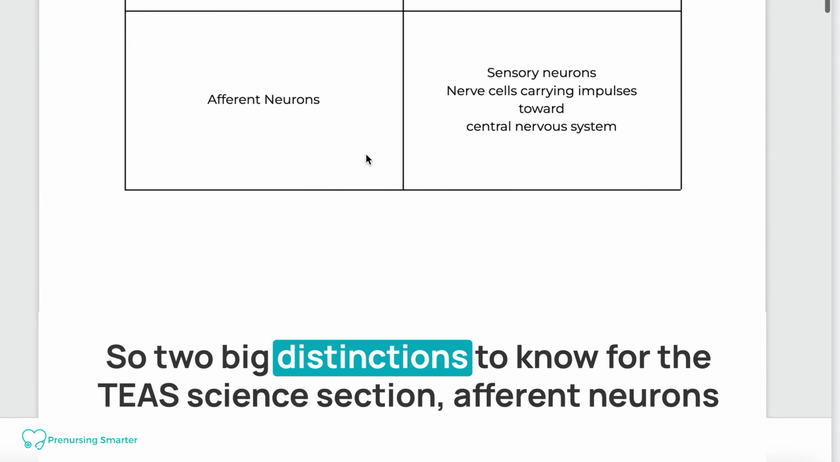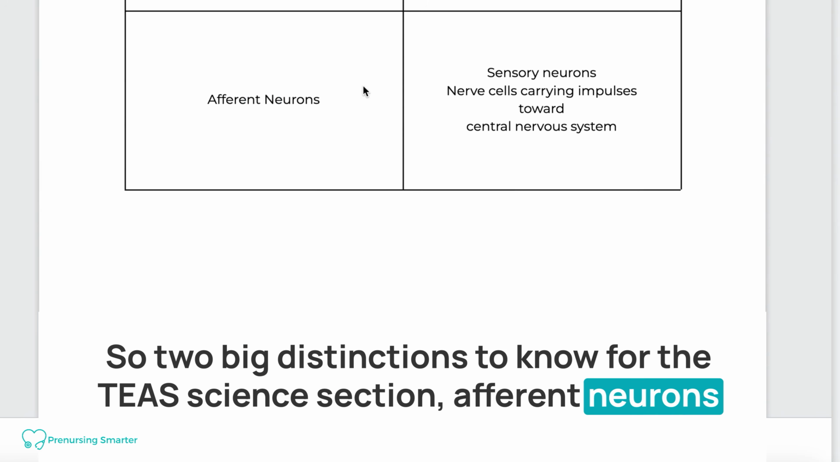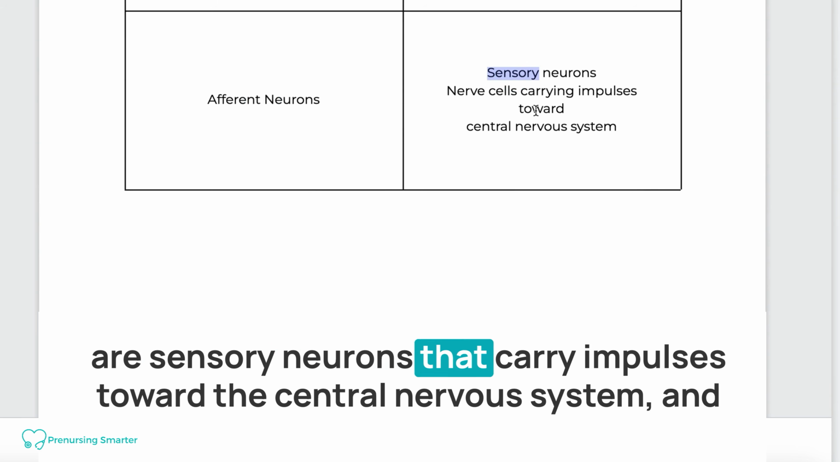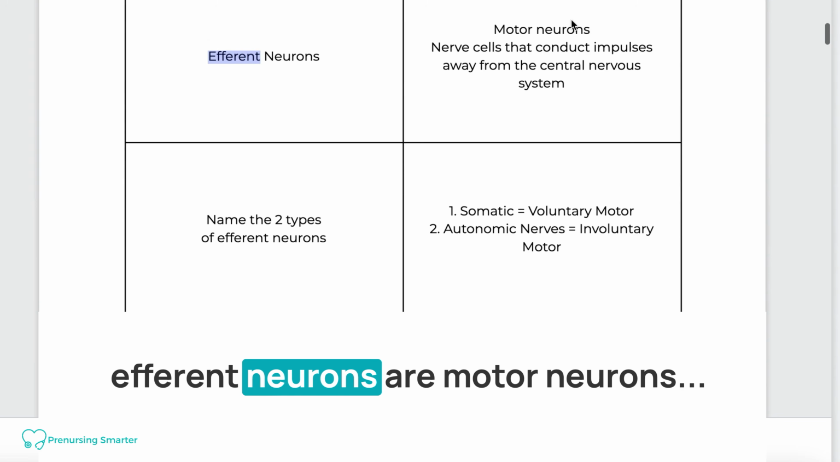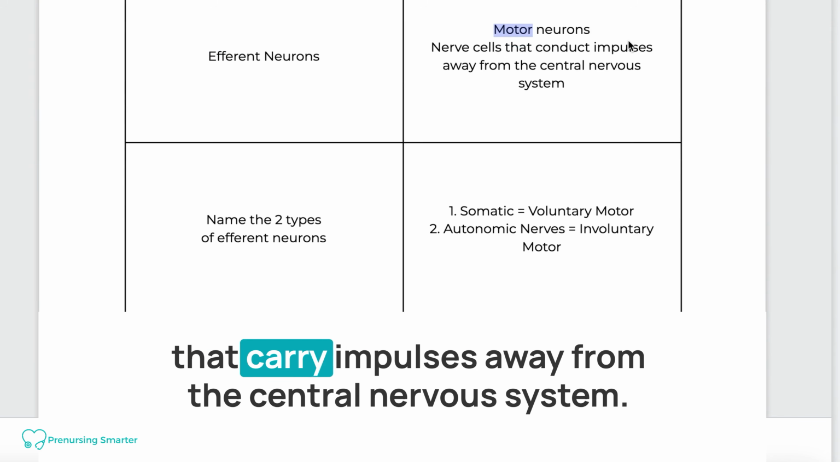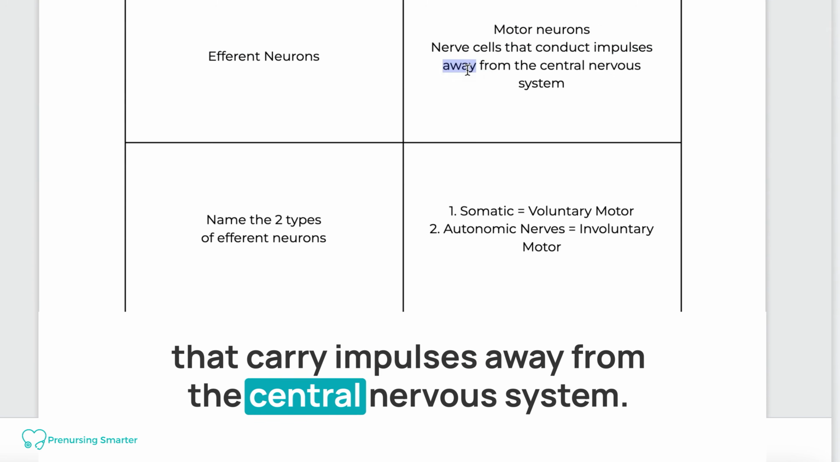So two big distinctions to know for the TEAS Science section. Afferent neurons, sensory neurons that carry impulses towards the central nervous system. And efferent neurons are motor neurons that carry impulses away from the central nervous system.